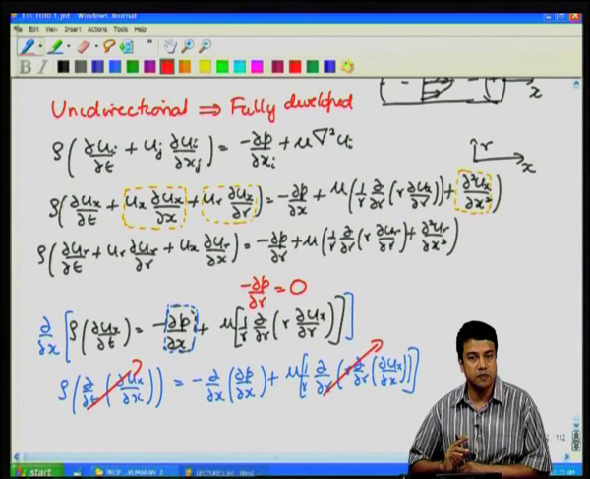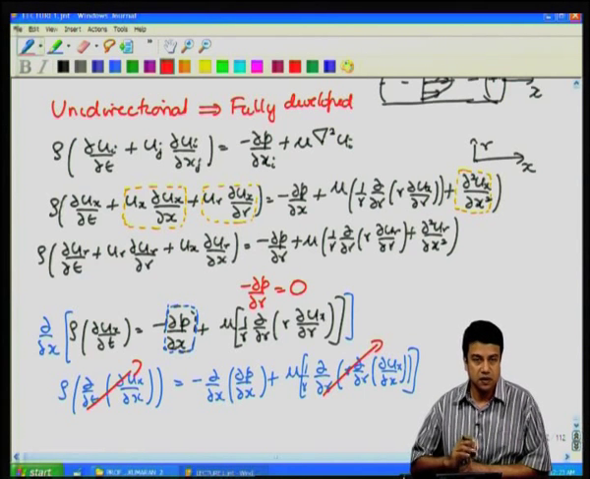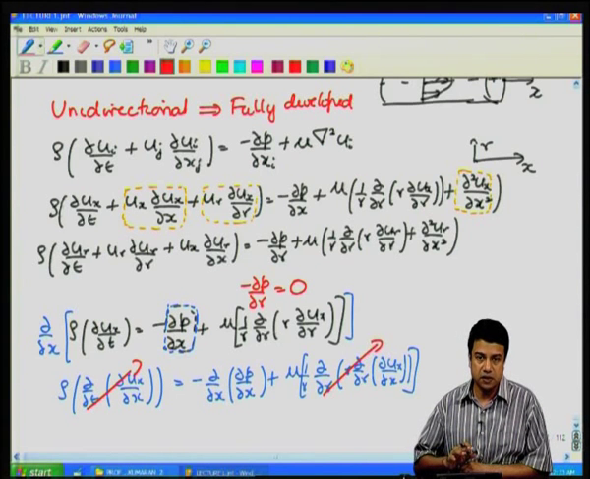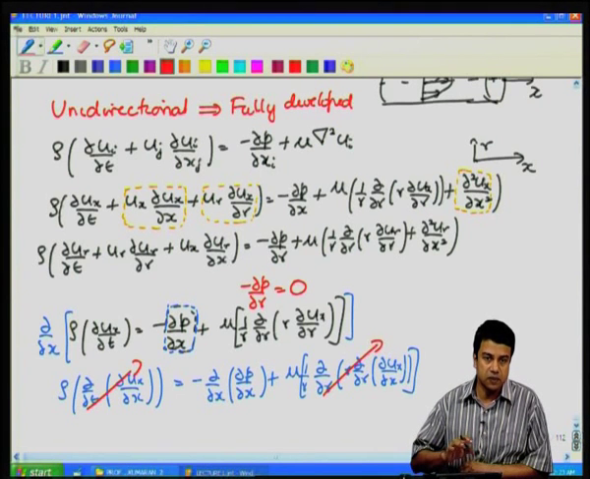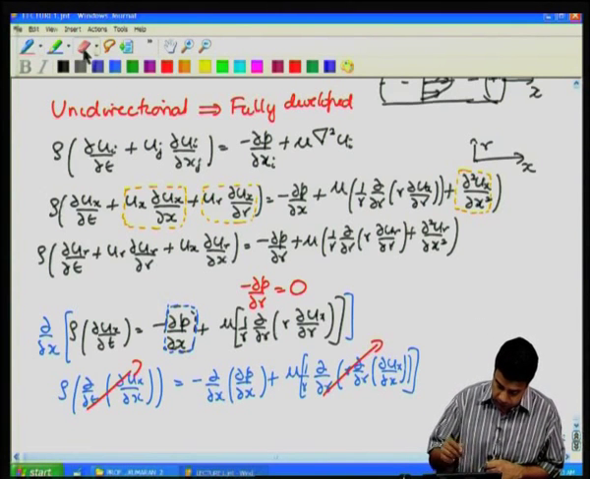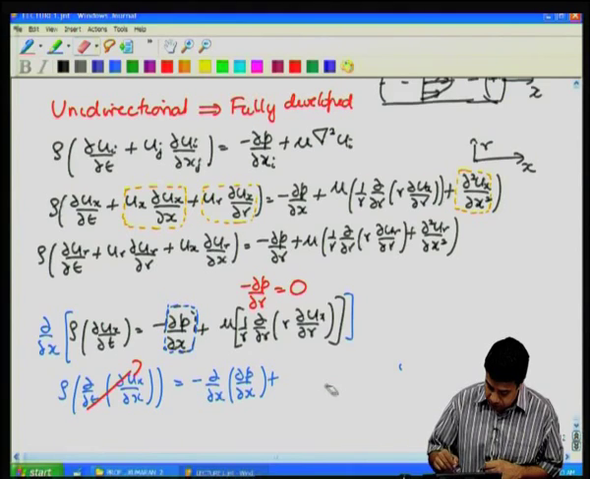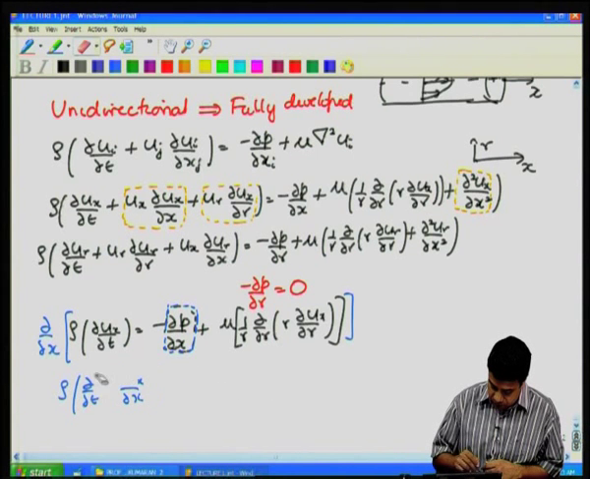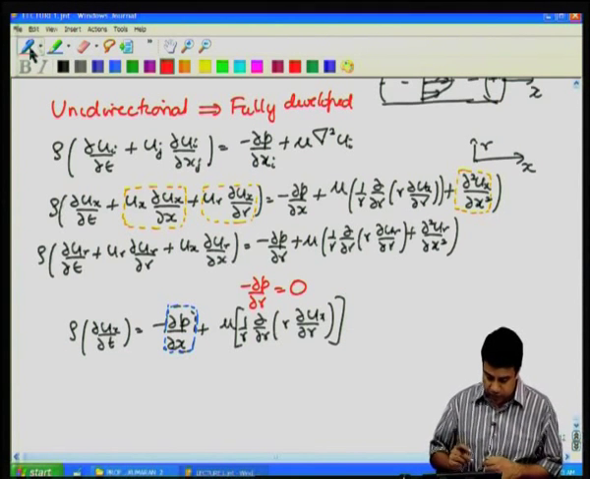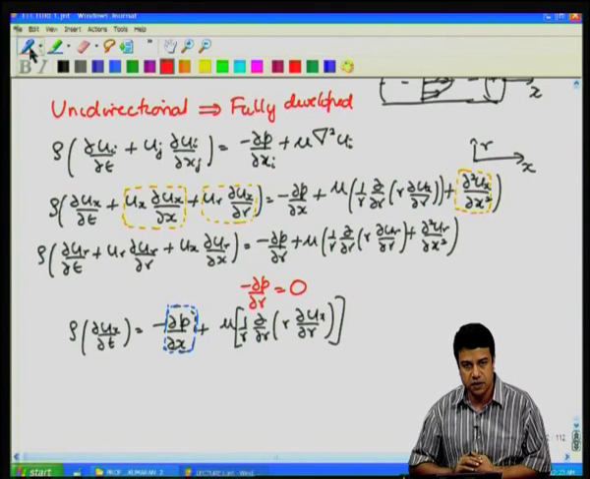That means that p has to be a linear function of x, or dp by dx has to be a constant. Okay. So, that is why the pressure gradient will always be a constant for a unidirectional fully developed flow. Okay. So, that is the reason why it is always assumed that this pressure gradient is a constant. Okay. So, this is for a fully developed unidirectional flow.